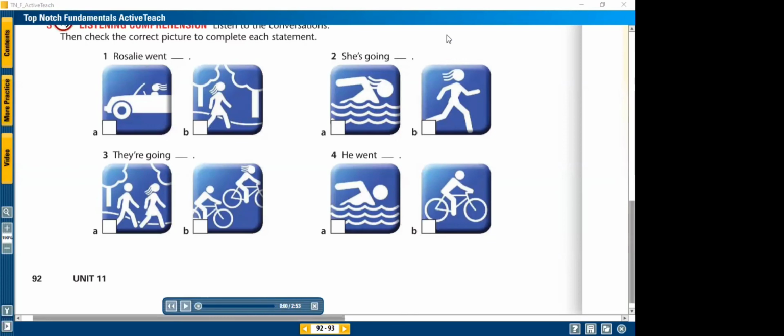Okay, girls. So tell me, what is the number 1? Rosalie went for a drive? No, the correct answer is letter B. Let's listen why.